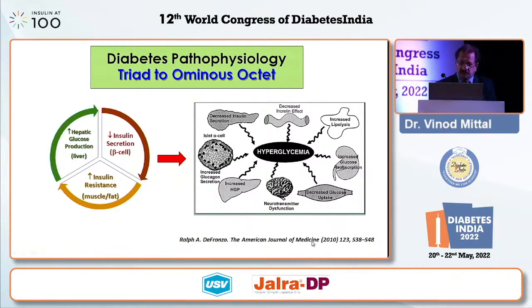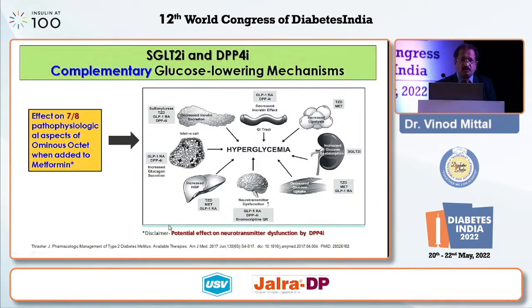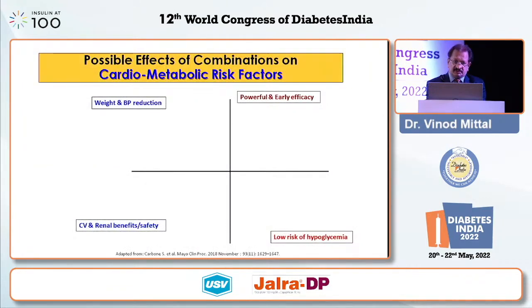We all know that. I won't be going into detail, but the important point is, once we combine SGLT2 inhibitors with DPP4 inhibitors, then almost 7 of 8 pathophysiological defects are being addressed, except the neurotransmitter, where again there are some studies showing that DPP4 inhibitors have some small improvement even in neurotransmitter. So even if we exclude that, 7 of 8 pathophysiological defects are being addressed once we combine SGLT2 inhibitors with DPP4 inhibitors.